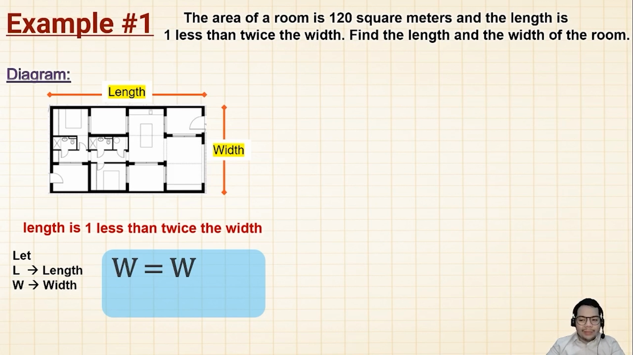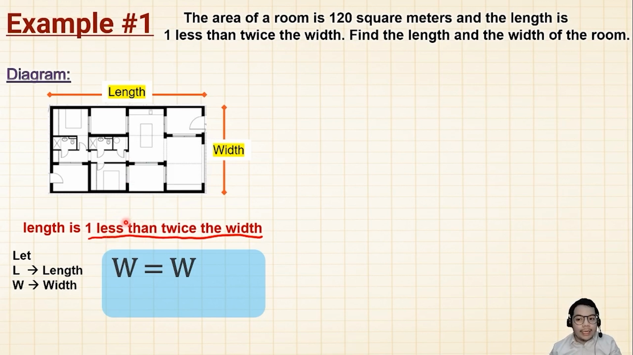So, paano natin papakita sa algebraic expression yung 1 less than twice the width? So, ito, 1 less than twice the width. Paano kaya yan? So, 1 less than, always remember, that means minus 1.